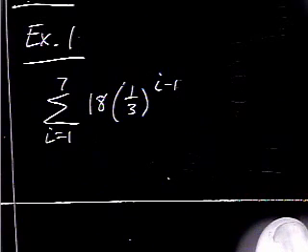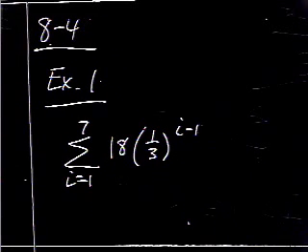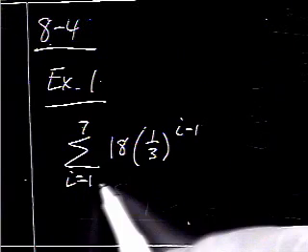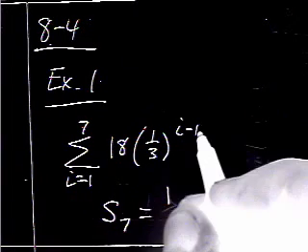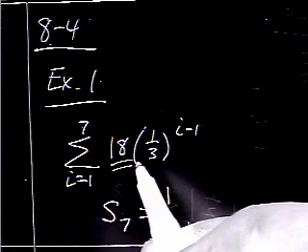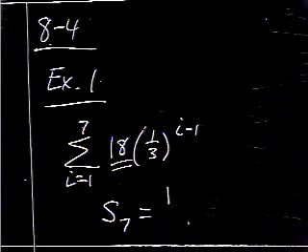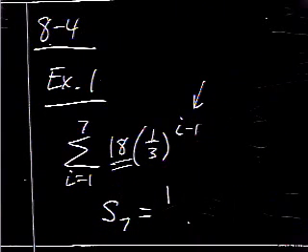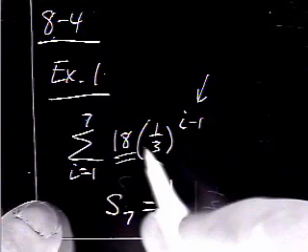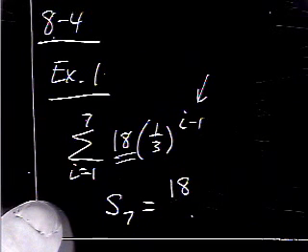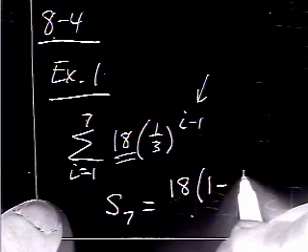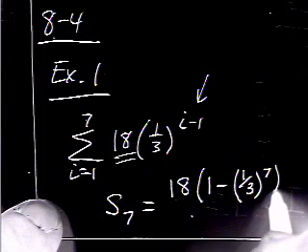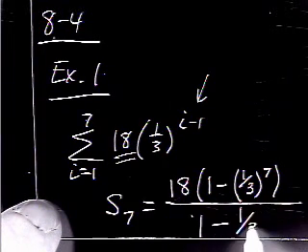Okay, so this is 8.4 example 1. Since I see there are 7 terms, we're looking at the sum of 7 terms. We've got the first term when we plug in a 1. Always plug in a 1. Don't ever trust that the number sitting here is the actual first term, because I could mess with this exponent and you would not really like me. So make sure that you plug in the number 1 in order to check that out. But the first term in this case is 18. We have 1 minus 1/3 to the 7th power, all over 1 minus 1/3.